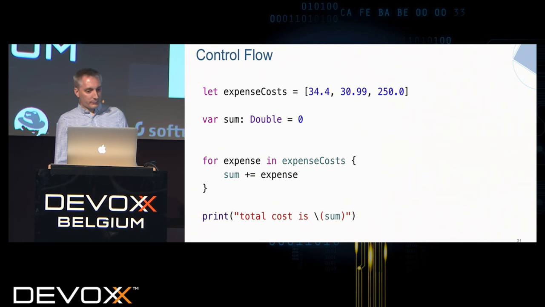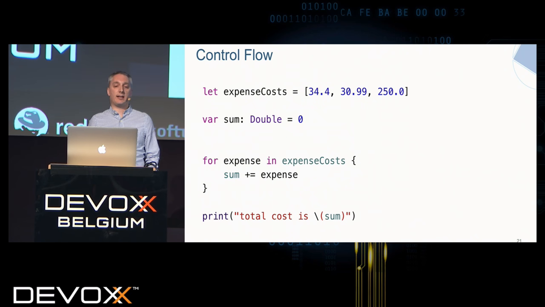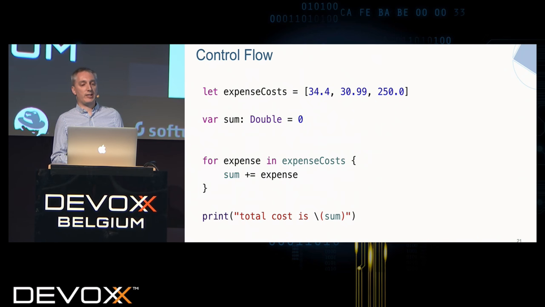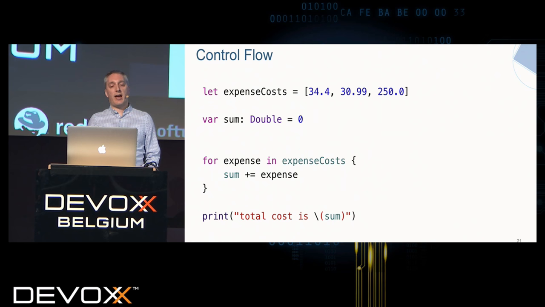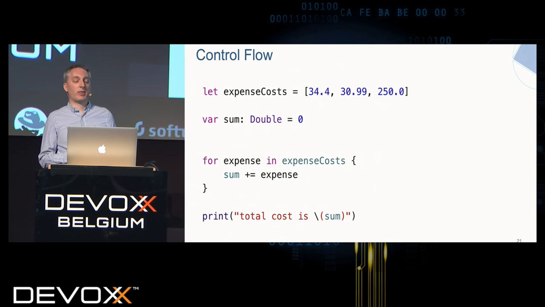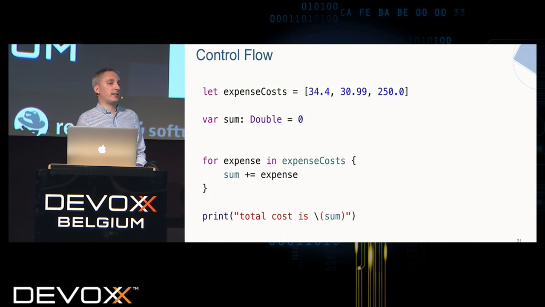Control flow. So here's how you define an array. You say let expense costs with three doubles inside that array. Note that I haven't said what the type of the array is. So this is an example of type inference in the language. The compiler would notice that I've got three doubles in the array, therefore it must be an array of double. And I didn't have to say that.